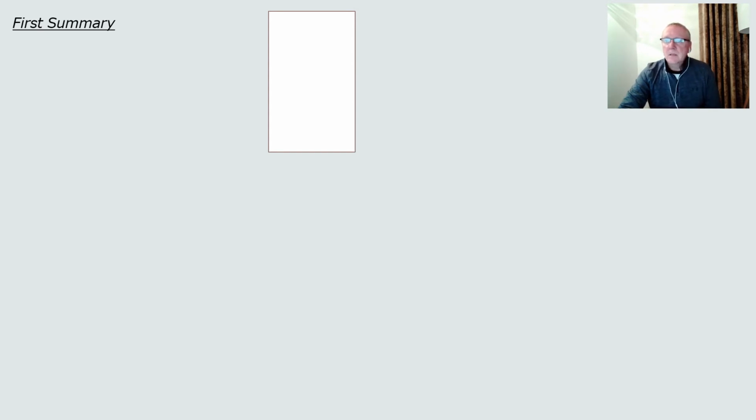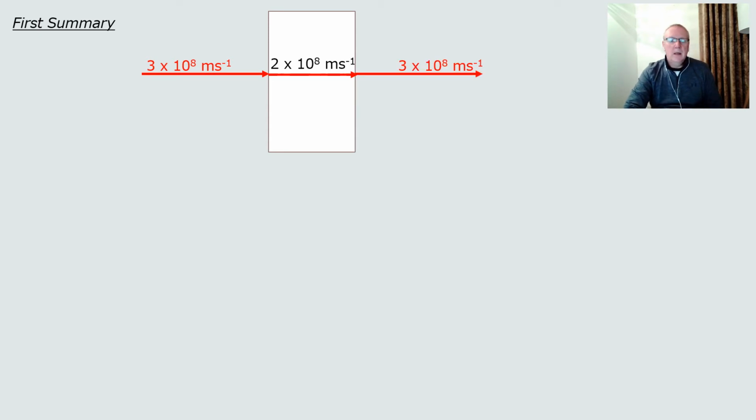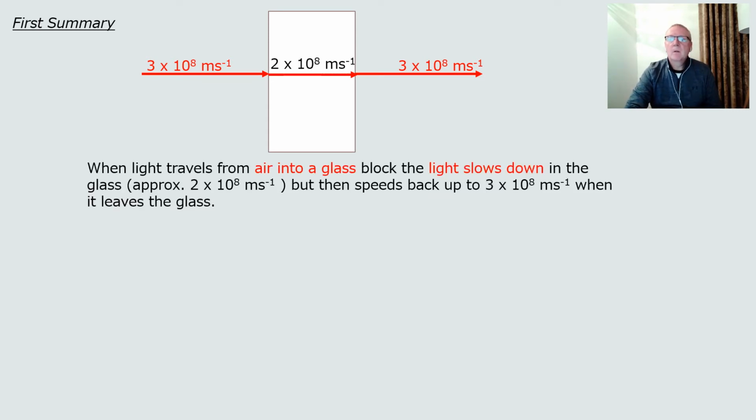So this next slide is kind of my made up one, just to summarize what we've just been doing on the animation there. So if you've got a beam of light going into a glass block and it's going straight into the glass block, not at an angle, then it slows down to about 2 times 10 to the power 8 meters per second when it's inside the glass, and then speeds up again when it leaves the glass. And this property of the change in speed is called refraction. And that's just repeating what I've just said. Light travels from air into a glass block, it slows down, but then speeds back up again when it leaves there.